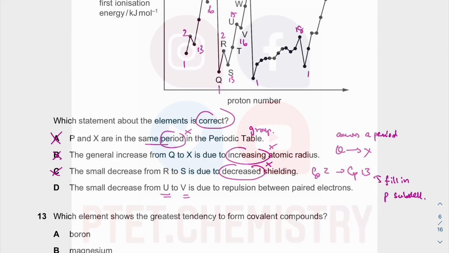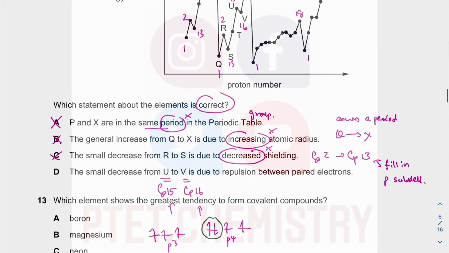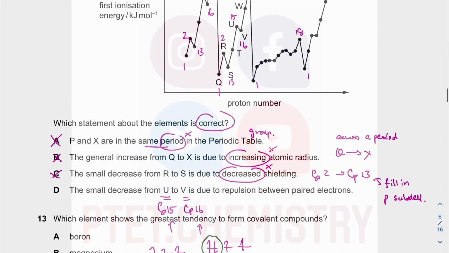U to V is 15 to 16. As you know, group 15 would be P3, group 16 will be P4. So P4, you fill in parallel spin. Now you pair them up, and it is this thing here. The paired electrons repel more, and therefore it is slightly easier to remove the electron from here. That's why you get a small drop, second small drop between group 15 and group 16. That's the only correct answer.